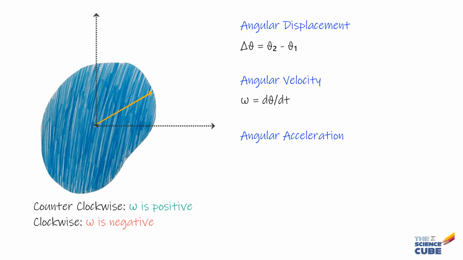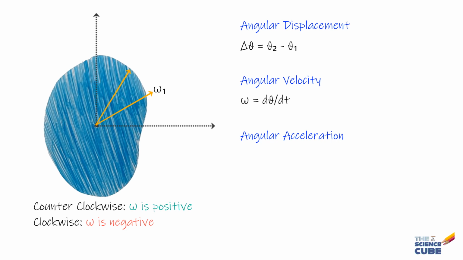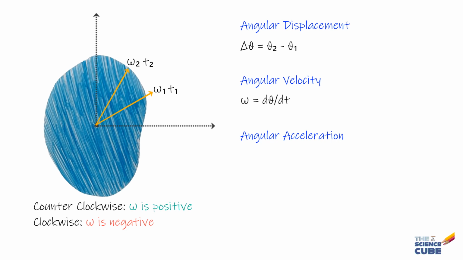So let us say omega 2 and omega 1 are angular velocities at time t2 and t1 respectively. Then the average angular acceleration in the interval t1 to t2 is given as alpha average is equal to omega 2 minus omega 1 divided by t2 minus t1, that equals delta omega upon delta t.